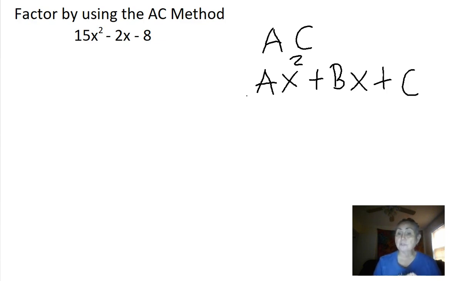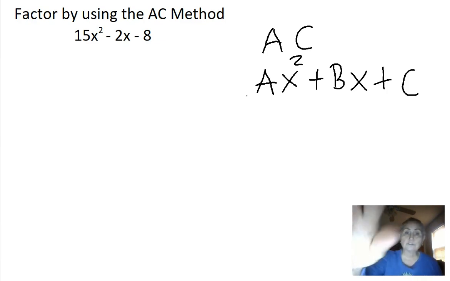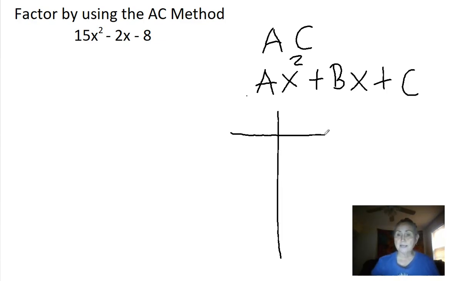But if you recall, a trinomial is a three-term polynomial where the leading coefficient is named A and the constant is named C. And that's why this is called the AC method. Because in order to factor this, the first thing we're going to do is multiply A times C. So for us, that's 15 times negative 8, which is negative 120. And that sign is very important. We have to watch our signs carefully in this process.